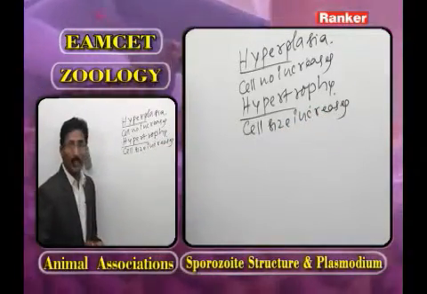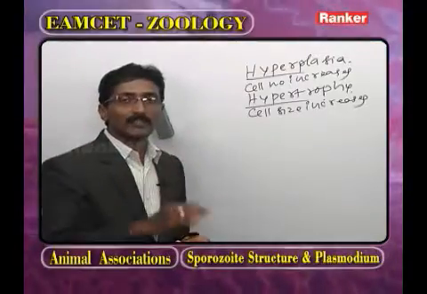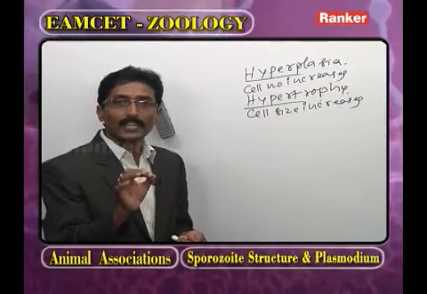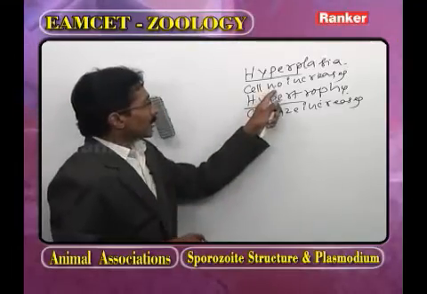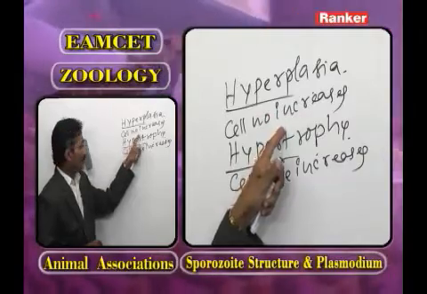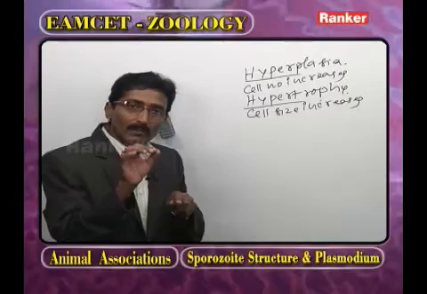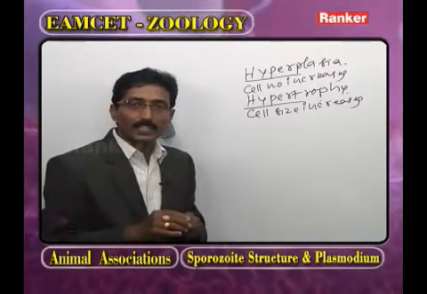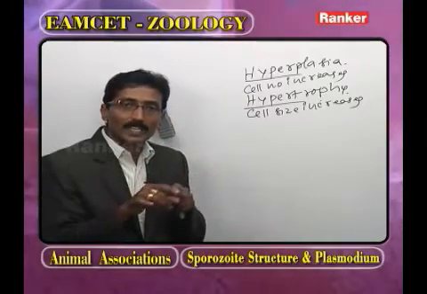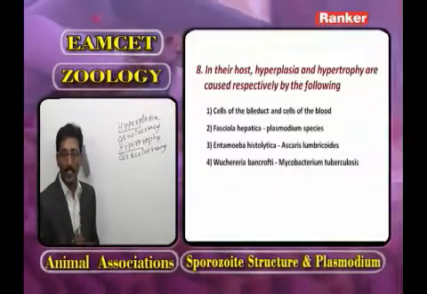Now, hyperplasia means because of the parasite in the host body, cell number increases. What is the best example for hyperplasia? Fasciola hepatica. It lives in the bile duct of sheep, where the cell number increases. What about hypertrophy? The cell size increases. In the life history of Plasmodium, in the Golgi cycle, the Plasmodium present in the RBC, at one stage the RBC size enlarges. That we call hypertrophy.